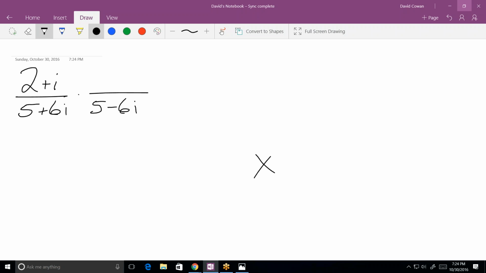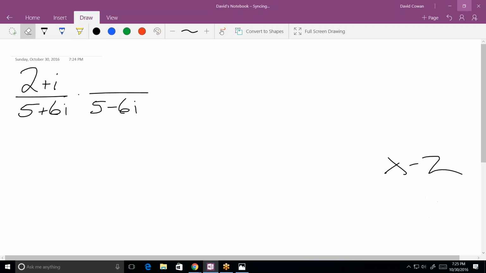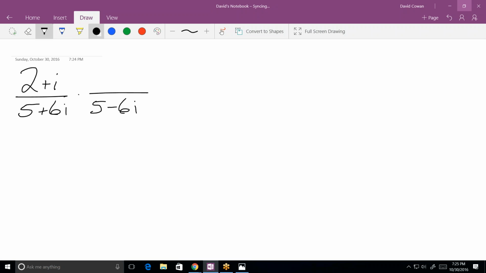The conjugate of x plus 2 is x minus 2. The conjugate of x minus y is x plus y. In other words, the only thing you change is the sign in the middle. Got it. Now, since we multiplied the bottom by that, we have to multiply the top also. Whether you do the bottom first or the top doesn't really matter. Let's do the top first this time.